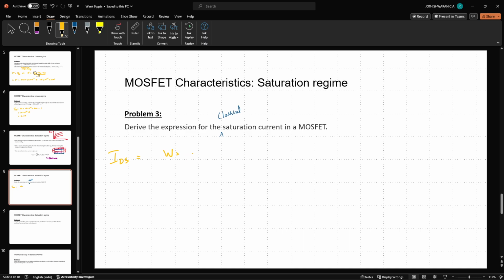So at any given point, let me just write that first. So Cox into, there's going to be some voltage expression here, and then we are going to have the mobility into dV by dx. So this is going to be the expression for the current.